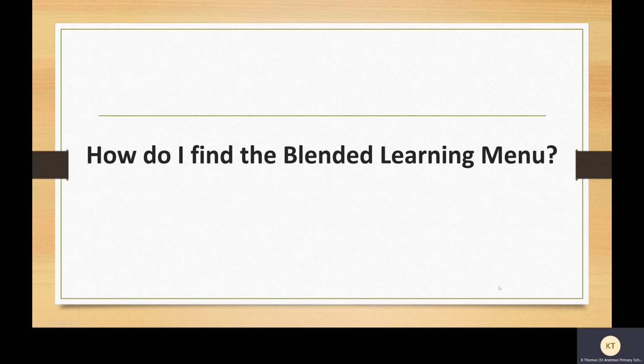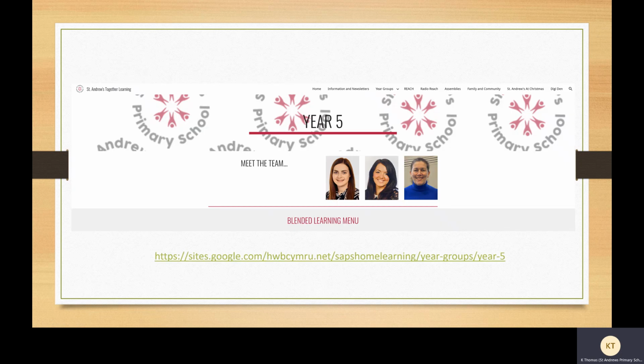How do I find the blended learning menu? Well, visit the St Andrews Primary School Together Learning site and select Year 5 from the Year Group drop-down menu. You should then see the page that is on your screen. I have also put a link to the page in this video to help you. You will find the latest blended learning menu on this page.